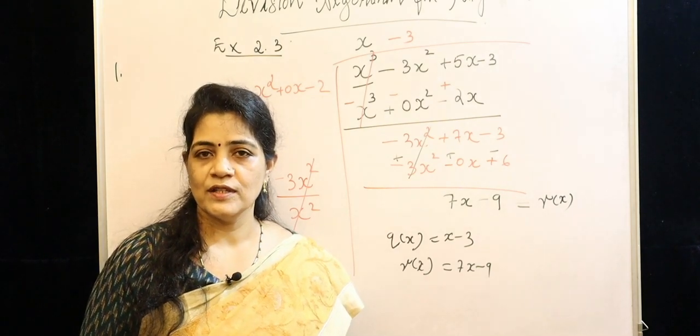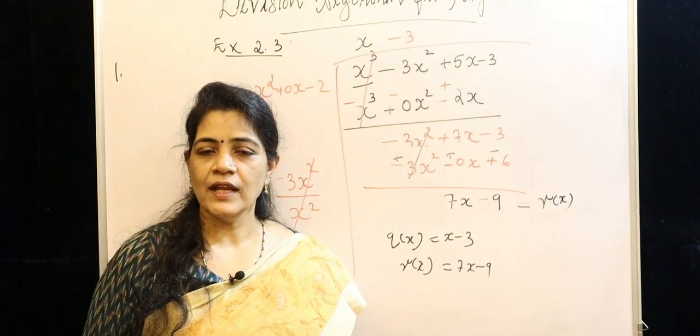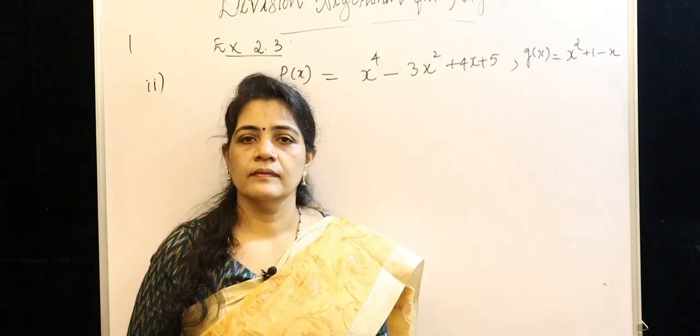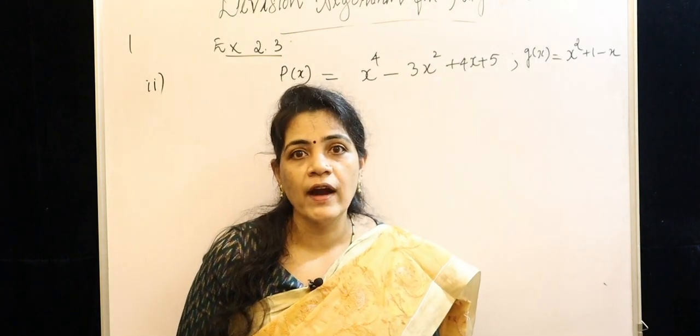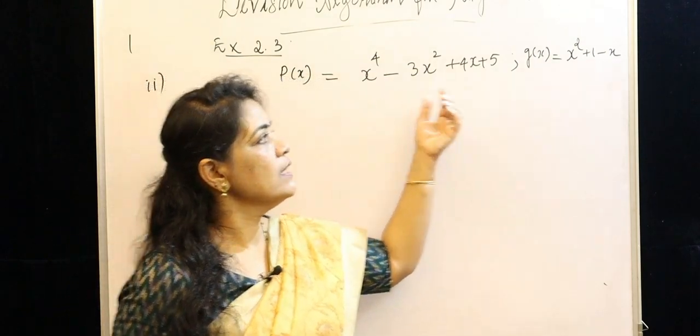This is all about the first question. Okay, now we can solve the second problem. Now we are solving the second problem, that is we have to divide this p of x with the g of x.